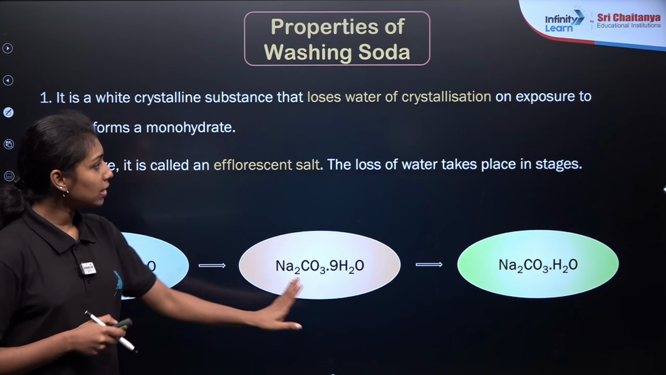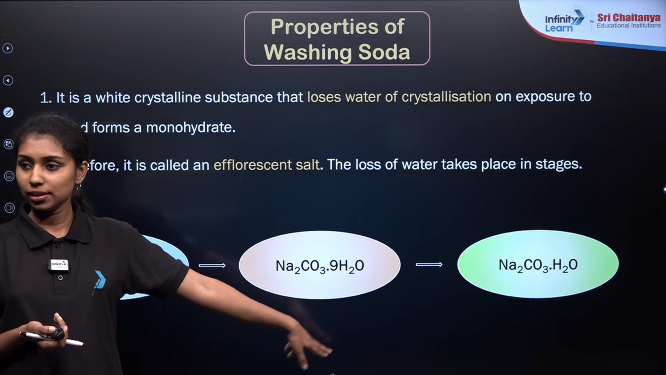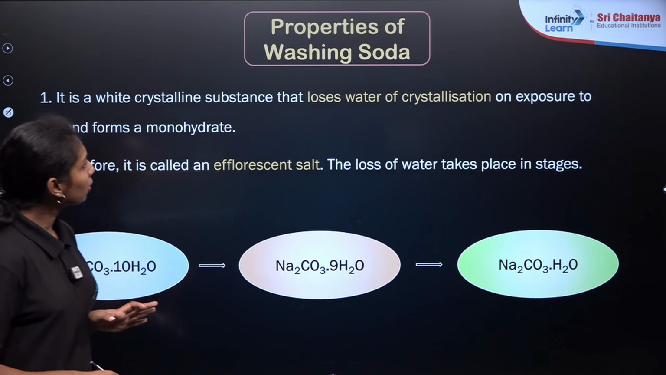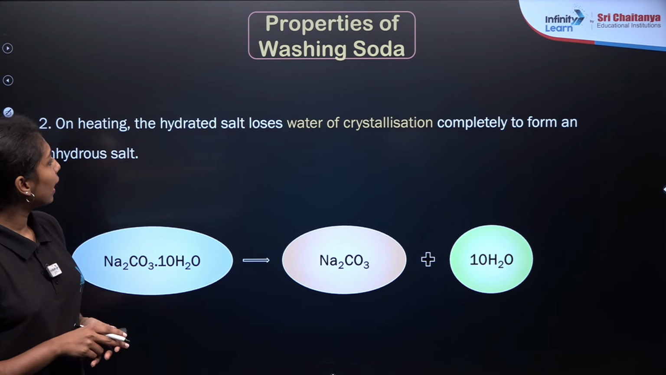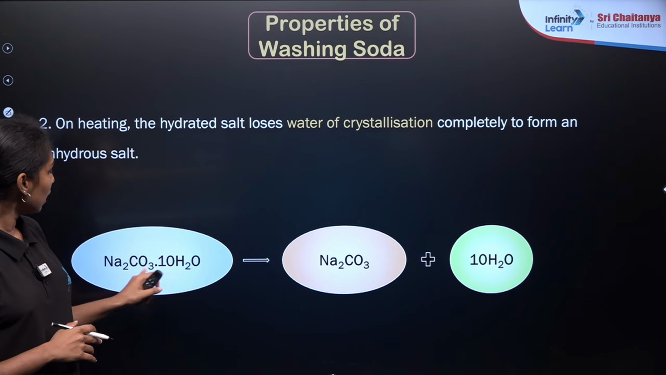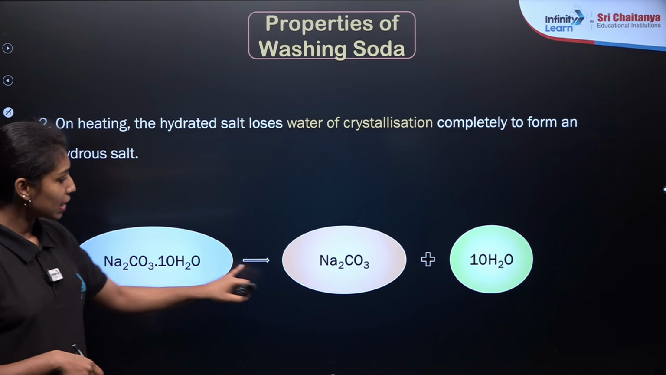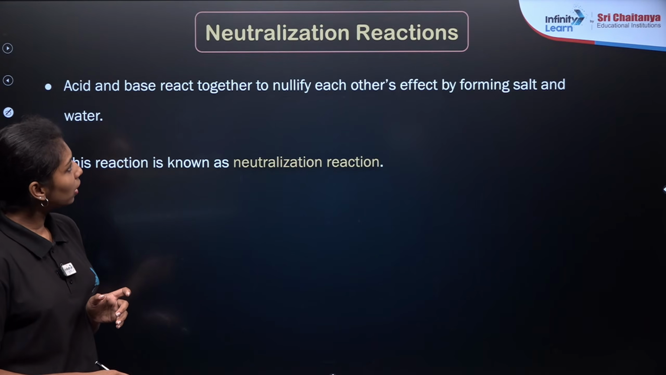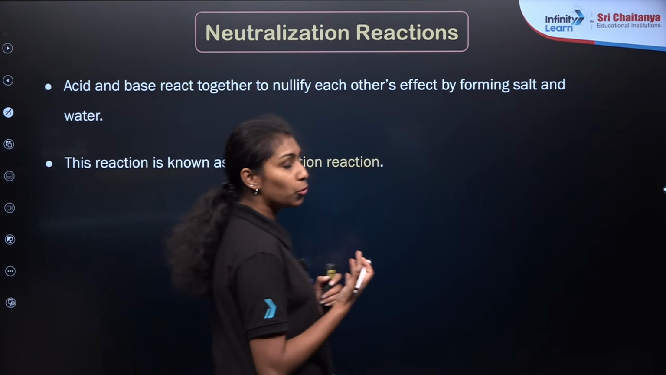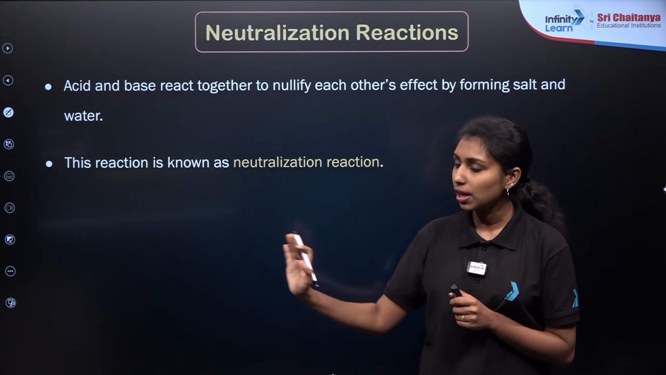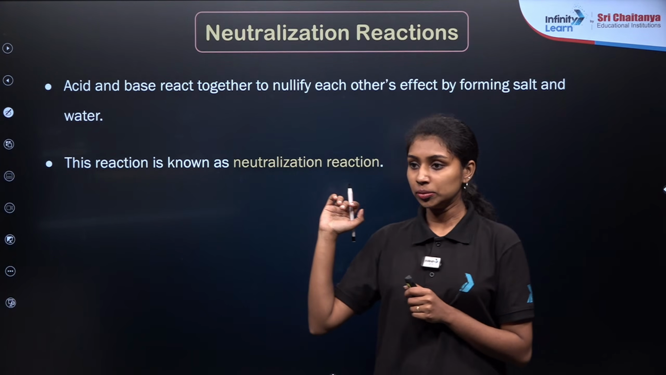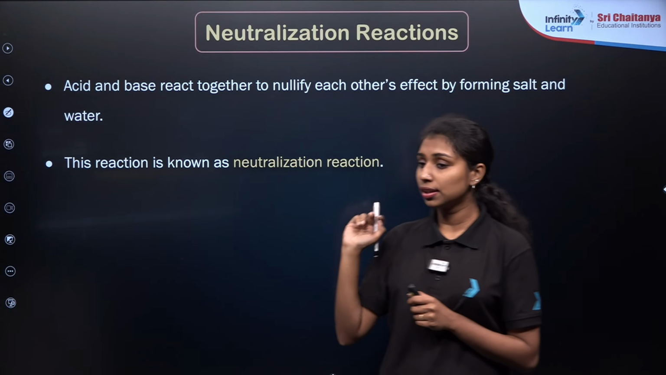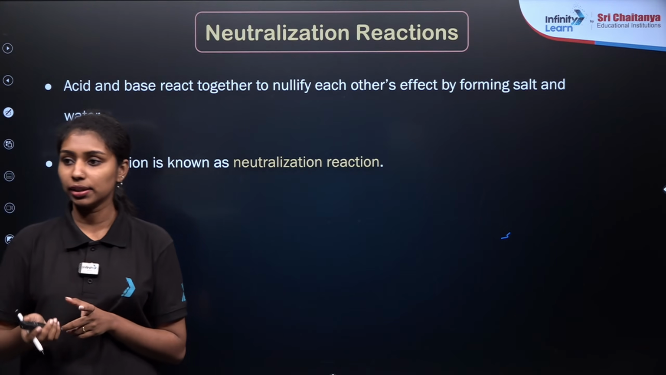Towards the end of the chapter, we are going to discuss salt preparation and how we can predict whether a salt is acidic or basic. Again, I am just giving a brief idea. If you heat Na2CO3.10H2O, it easily forms sodium carbonate plus 10 water, already given in your textbook. Now let us discuss neutralization reactions. What do you mean by a neutralization reaction? As we already know, an acid and a base react together to form salt plus water.